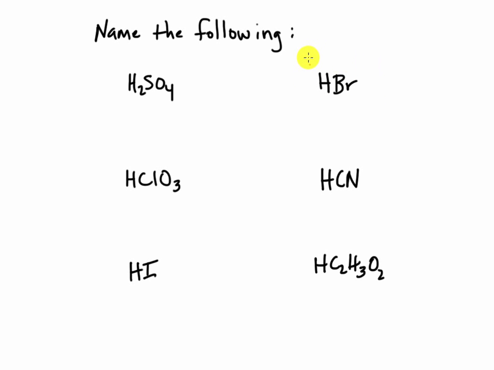I'm writing the names from the formulas. What I'm looking for is oxygen. Since there's no oxygen here, I'm going to start with the prefix hydro, because hydro tells the person who's reading your name that this is an acid that has no polyatomic ion in it. So hydrobrom, and then I add ic acid.